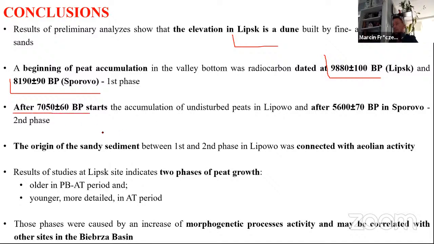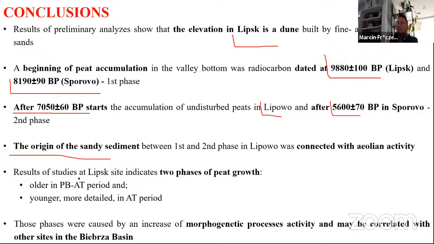After 7,000 starts the accumulation of undisturbed peats at the Lipovo site, and then in Sporovo this date is connected with 5.6. This could be the younger, the second phase. And now we know the origin of the sediments between those two phases. At the Lipovo site, it's connected with Aeolian activity. Such activity we also observe within different archaeological sites in Biebrza Valley.